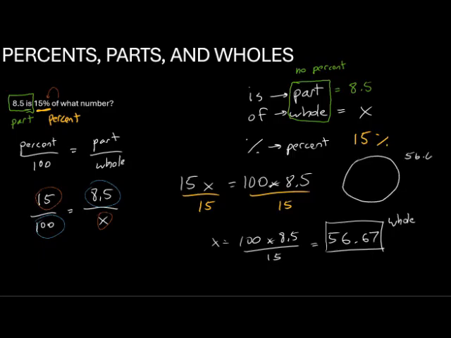We'll draw another picture here to represent that. 15% will be a fairly small wedge of this circle. We'll label that as 8.5 out of 56.67.